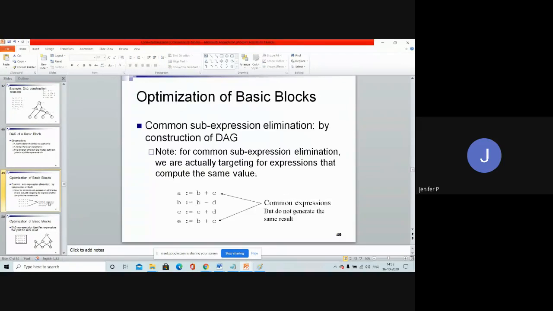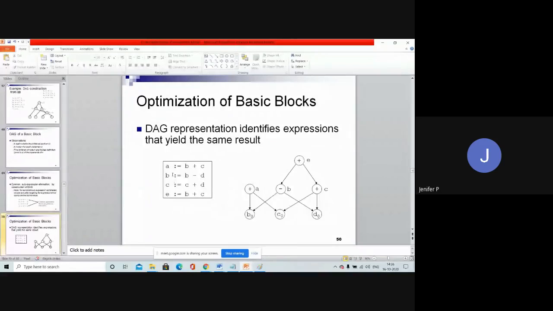Right? So another example, according to your textbook. They are given some statements. See here, A is equal to B plus C, B is equal to B minus D, and C is equal to B plus C. See here, here B plus C, here also B plus C. But are they the same? No, because after the definition of A, B and C have been changed. The B value has been changed, the C value has been changed. That means this B plus C is not equal to this B plus C. So that's why we got the DAG like this.